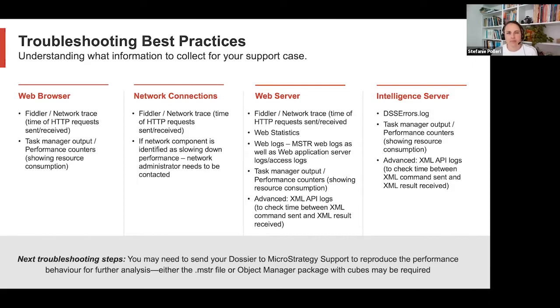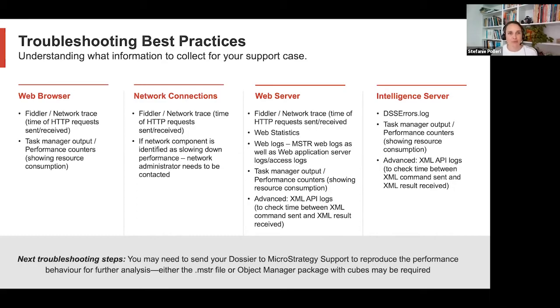And as said before, if the network trace indicates slowness within the network, this needs to be brought up with the network admin. Further, from the web server side, web statistics, web logs, our MicroStrategy Web logs from within the deployment, but also application server logs, any error logs, as well as access logs are very useful to see the exact timings and so on. And from the iServer, of course, the DSS error logs are always needed. And if necessary, we might ask for the advanced XML API logs as well.